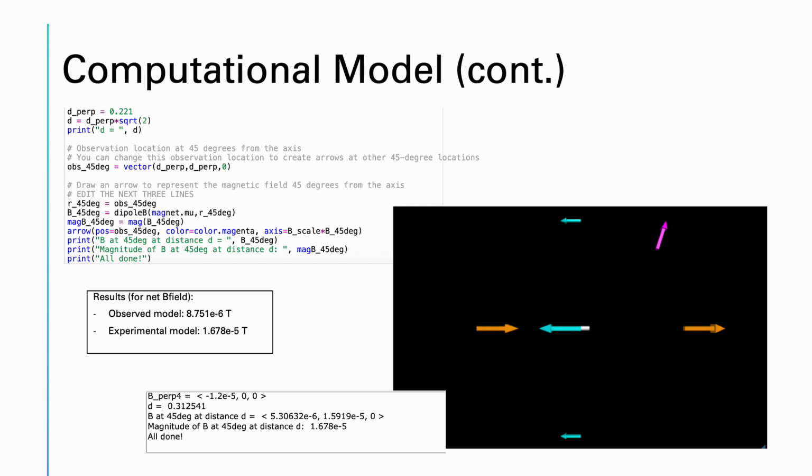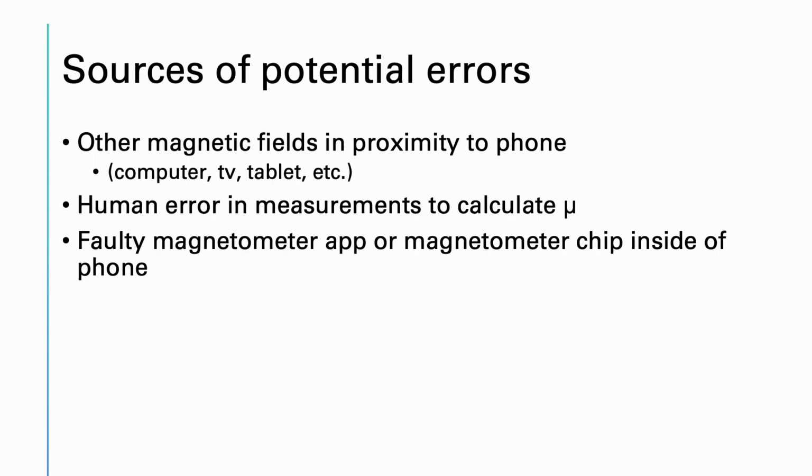Here are the results. The orange arrows represent the on-axis observation locations, the blue represents off-axis observation locations, and the purple arrows represent the 45 degrees off-axis location. The magnitude was computed to be 1.678 times 10 to the negative 5 teslas, which differed greatly from my observed calculation. And this could stem from other magnetic fields being present during the observed model calculation, such as my computer and tablet, and human error in measuring using a ruler, and a possible faulty magnetometer app.